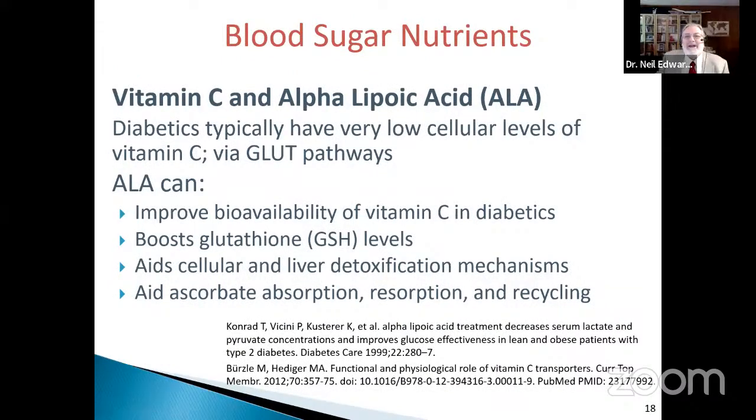Now, we know that diabetics have very low levels of vitamin C in their cells, especially in their immune cells. And alpha lipoic acid improves the bioavailability of vitamin C in diabetics specifically. It boosts their glutathione levels and helps their detoxification mechanisms. And it helps to transport vitamin C into immune cells directly, as well as recycling oxidized vitamin C into the antioxidant form.